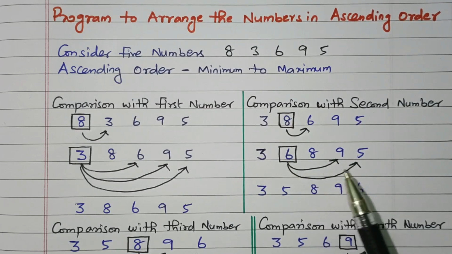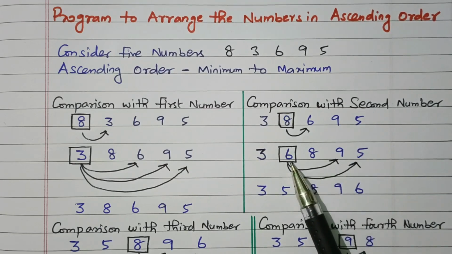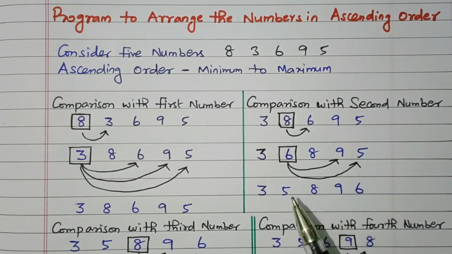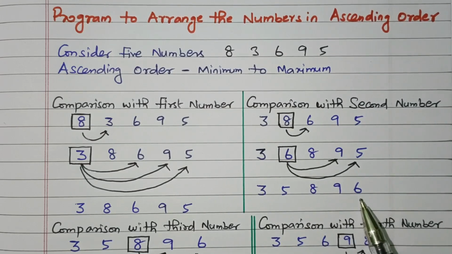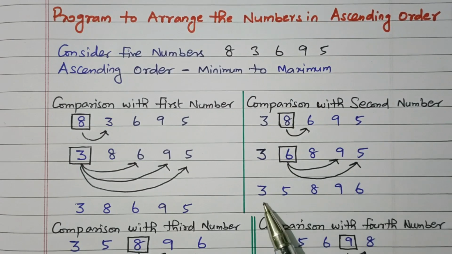This second number is compared with the fifth number. This fifth number is lesser than this number 6, so that is also exchanged. Now 5 is placed in the second position, 6 is placed in the fifth position, right? So the second number comparison is over. After that replacement, what we got? 3, 5, 8, 9, 6.